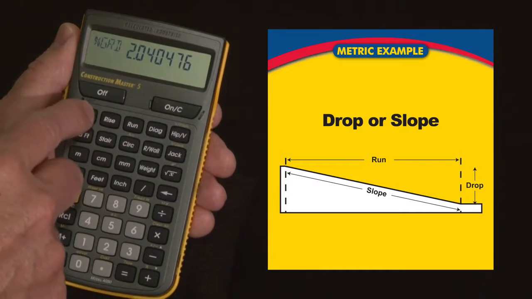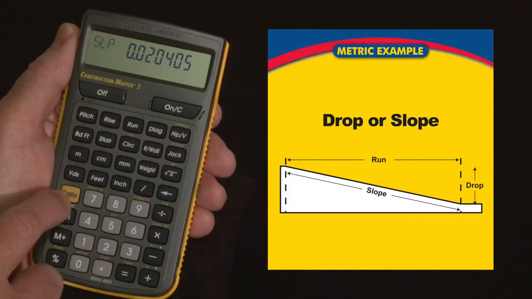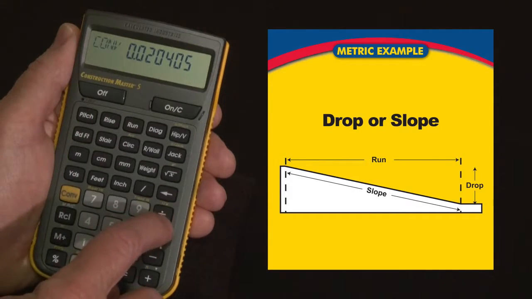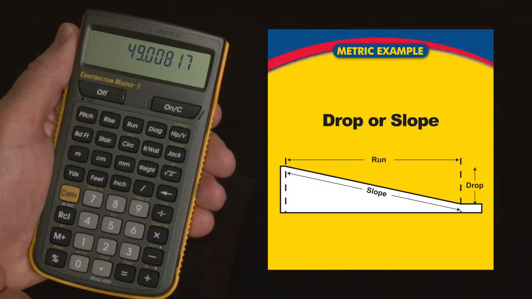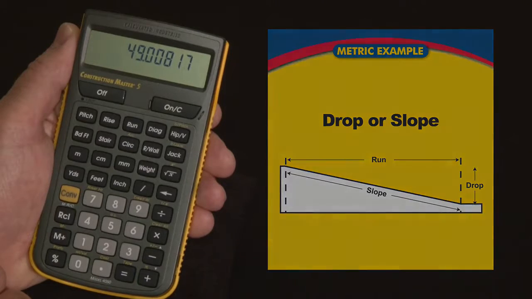If you want to know what the ratio is, you can get back to the slope and just hit the inverse here. Convert over the divide key, it's 1/x, will give you a 1:49 ratio, so it's a bit steeper than our driveway example, and that might just work fine.